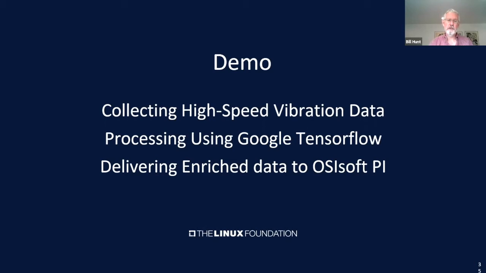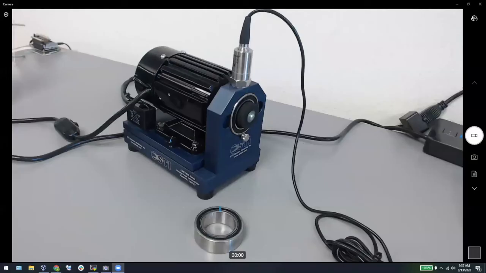actually that same pipeline I showed you before. What we're going to do in this demo is collect high-speed vibration data. We're going to process it using Google TensorFlow, and we're going to detect when there are anomalies and then deliver that enriched data to OSIsoft. Take it away, Ashwin.